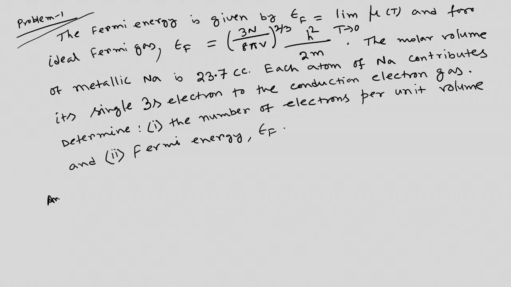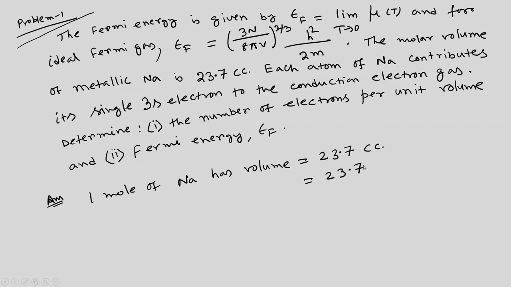So, this is a very simple problem. Okay. So, 1 mole of sodium, how do we do it? 1 mole of Na has volume 23.7 cc. So, if we convert this into meter cube, we get 23.7 times 10 to the minus 6 meter cube.